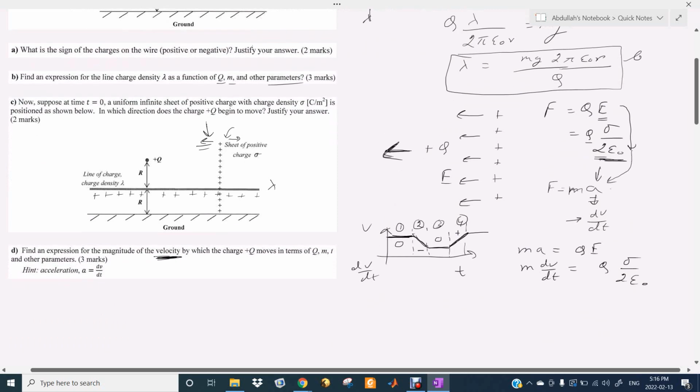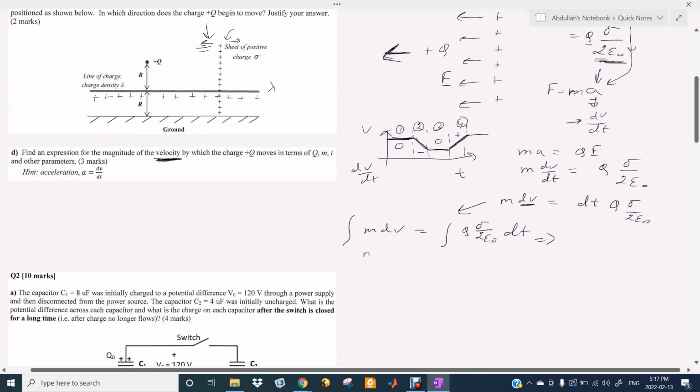Since we need v, we can keep dv on one side and put dt on the other side. Now if you want to remove this dv, you have to do the integral on both sides: on the left in terms of dv, and on the right hand side in terms of dt.